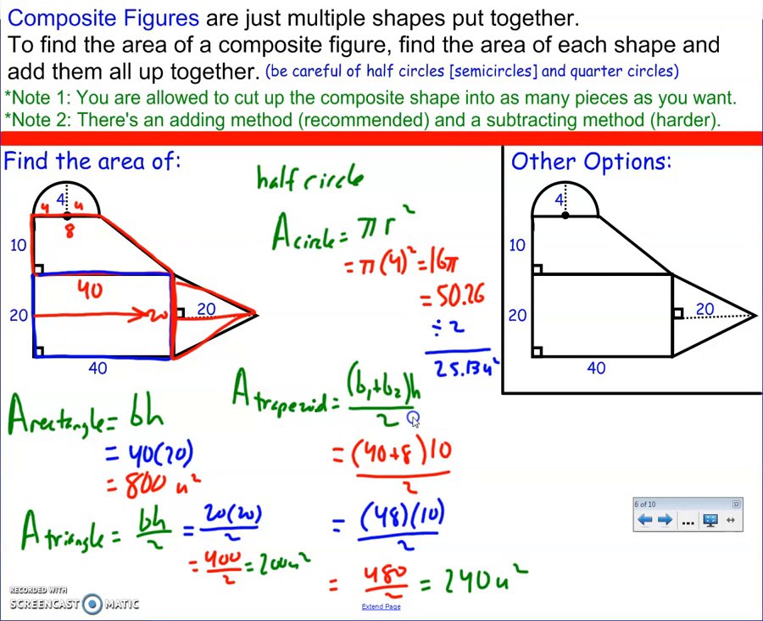I'm going to add all those numbers up together. So we have the semicircle plus the trapezoid plus the rectangle plus the triangle, and together that makes 1305.13.